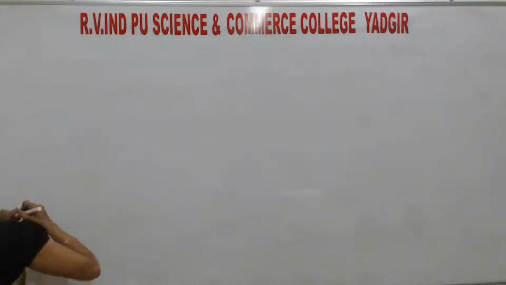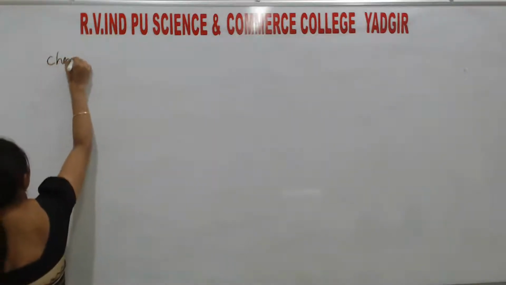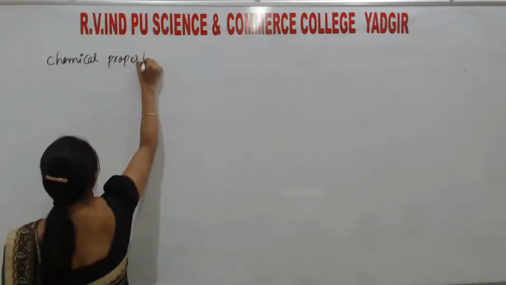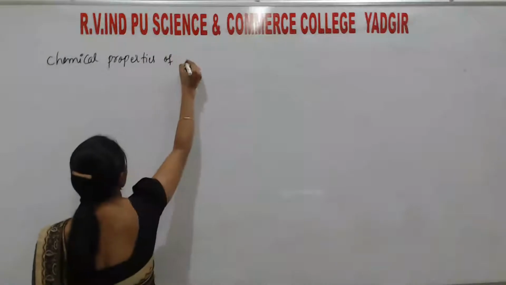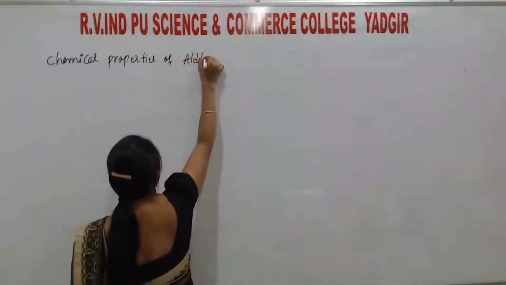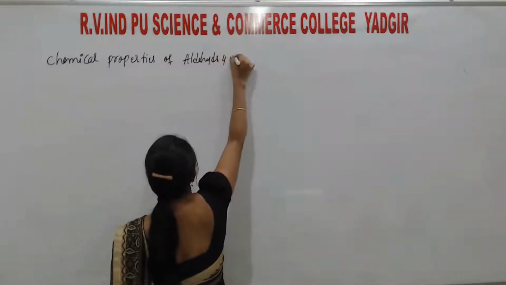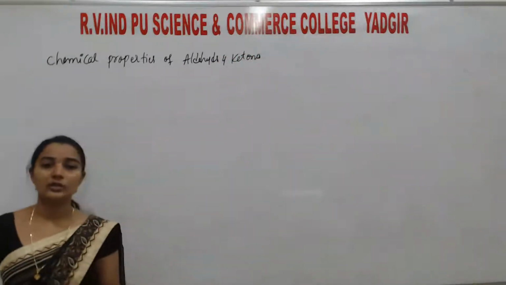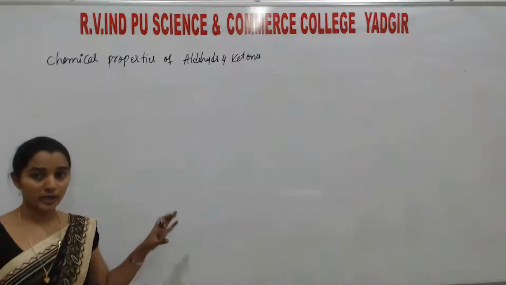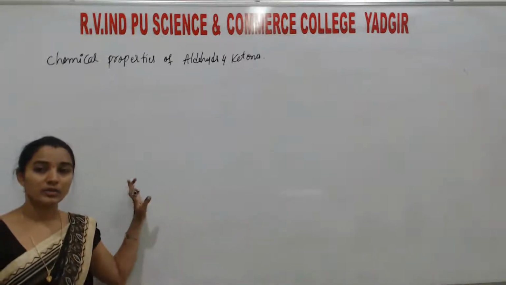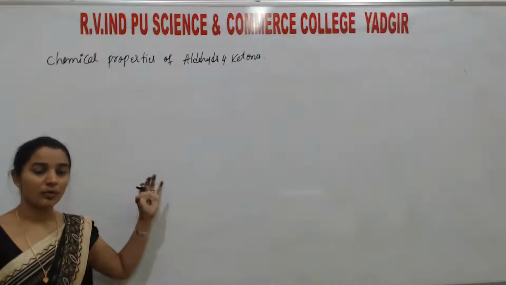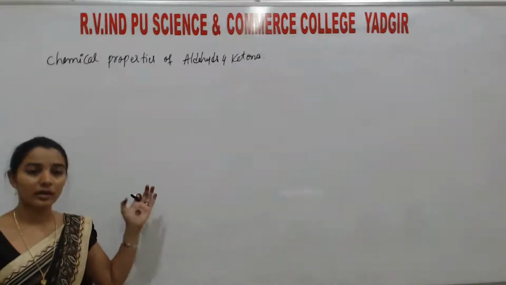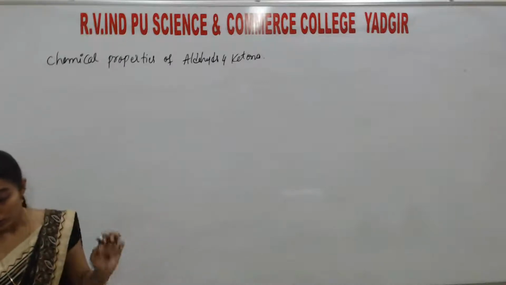Okay. So next one is chemical properties of aldehydes and ketones. Only the thing that changes here is what? In aldehyde, the CHO group is there. In ketone, the C double bond O group is there, and both the carbons are attached to R atoms, meaning alkyl or aryl groups. So that is the difference.